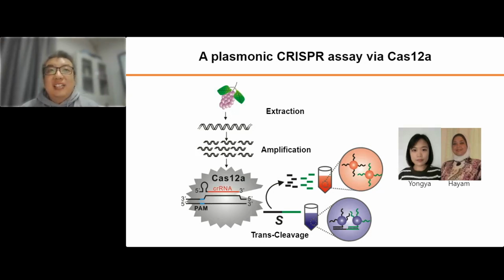Then we design a crRNA, and once it is combined with Cas12a to form the crRNA and Cas12a complex, when they recognize this viral-specific amplicon, they will trigger the trans-cleavage activity and cleave this linker into pieces. So if it is a positive sample, there will be no linker, and the solution remains red. If it is a negative sample, this linker would cross-link gold nanoparticles, and the solution would be blue.